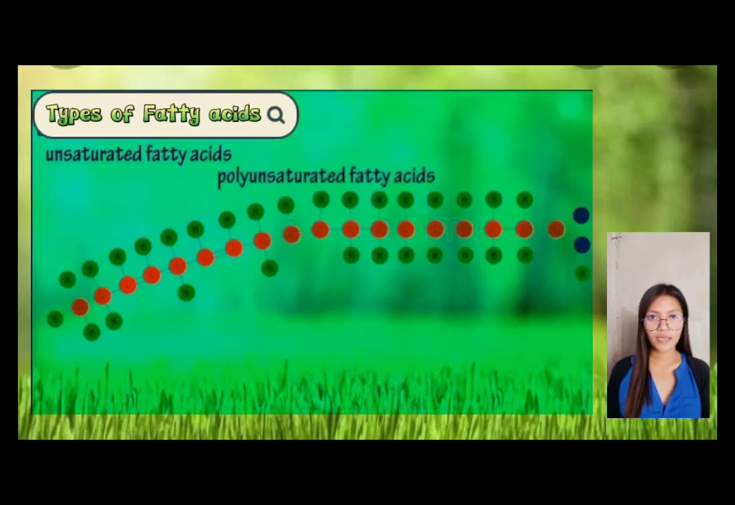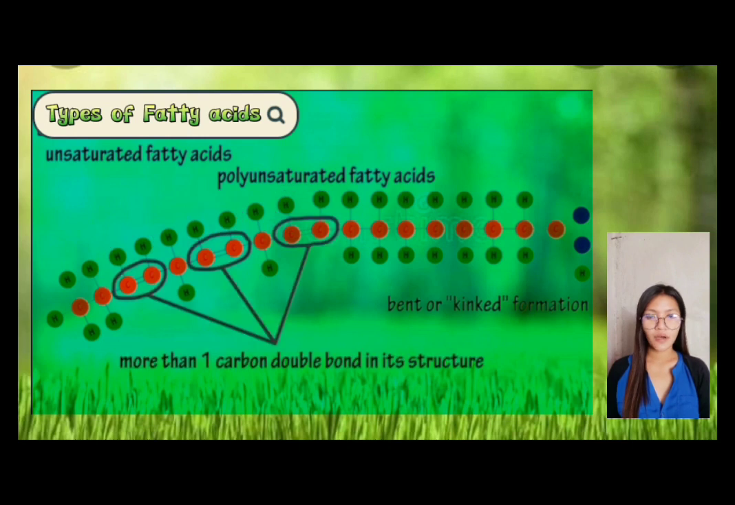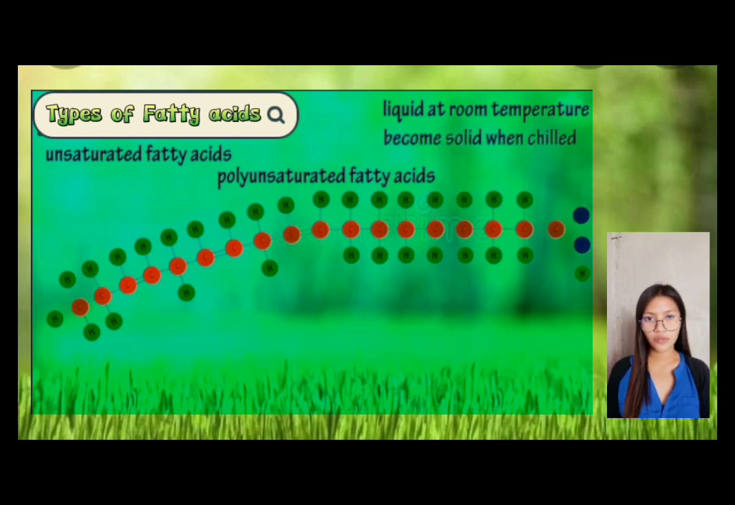Polyunsaturated fatty acids also have a cis-molecular formation. Again, the hydrogen atoms are on the same side of the double-bonded carbon atoms. Also, given its kink formation, polyunsaturated fat has more than one carbon double bond in its structure. They're typically liquid at room temperature and become solid when chilled.